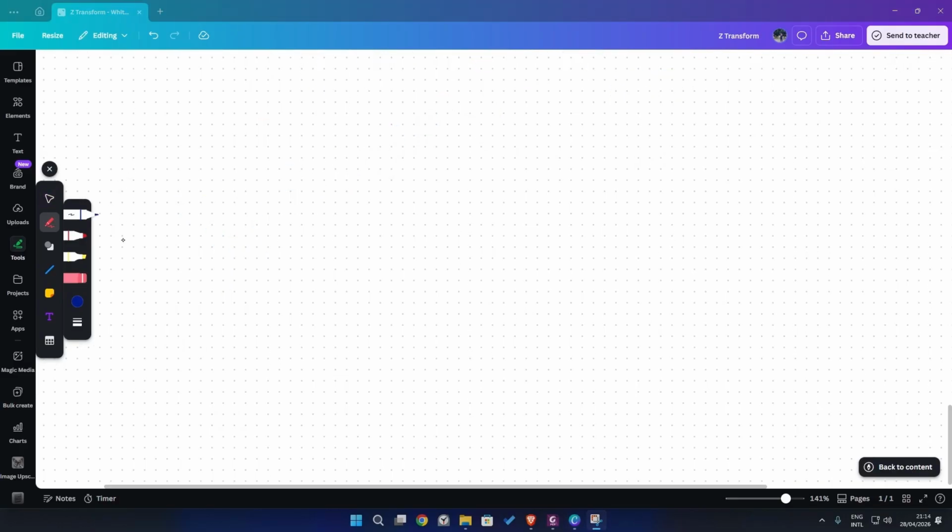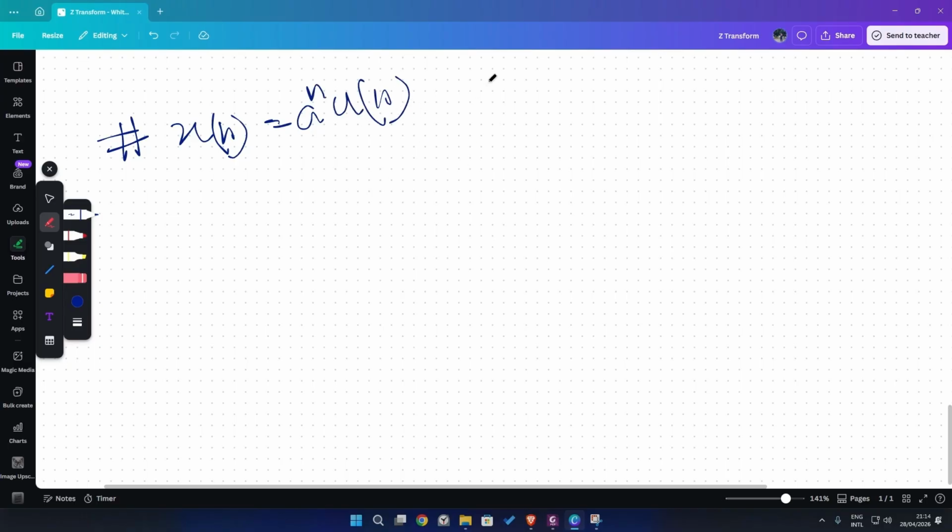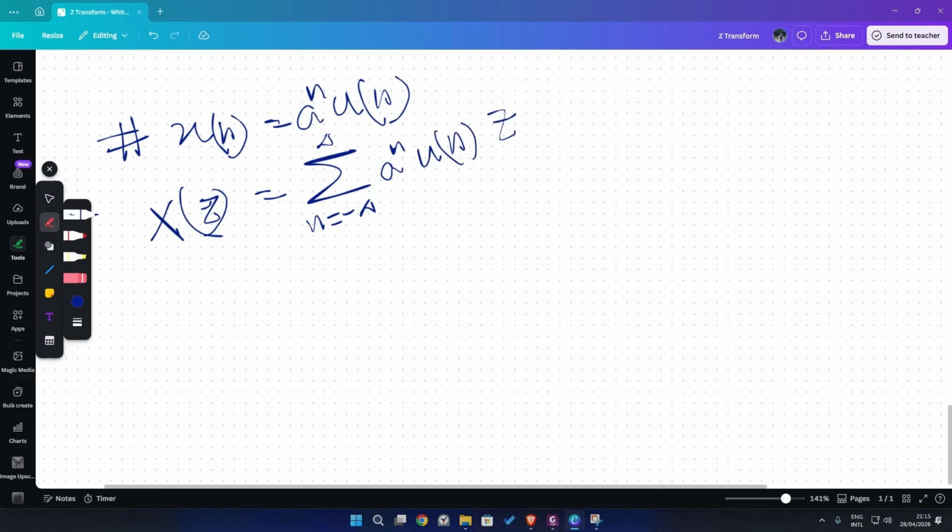To further continue this class, we need to know about a very important term or formula or derivation. x of n equal to a to the power n times unit function of n. So what will be the Z transform of this? Let's derive. So the formula will be X of z equal to summation of n equal to minus infinity to infinity x of n, where x of n is represented here as a to the power n unit function of n, and lastly z to the power minus n.